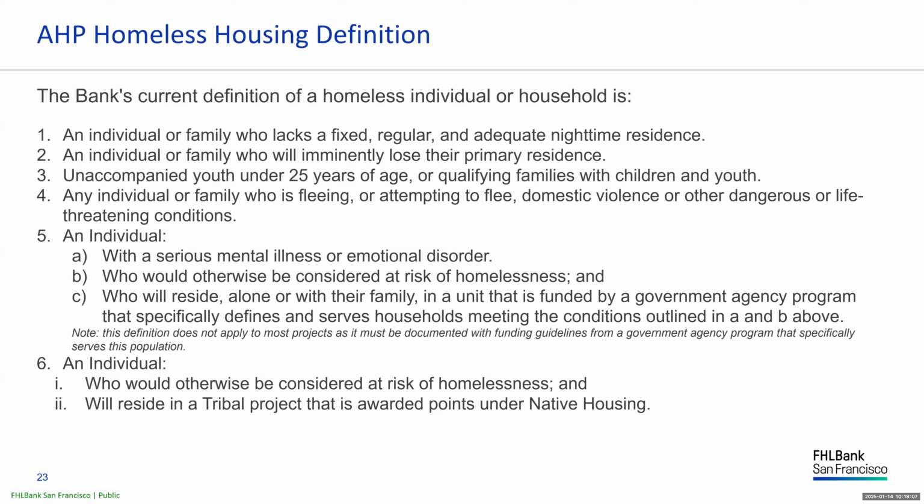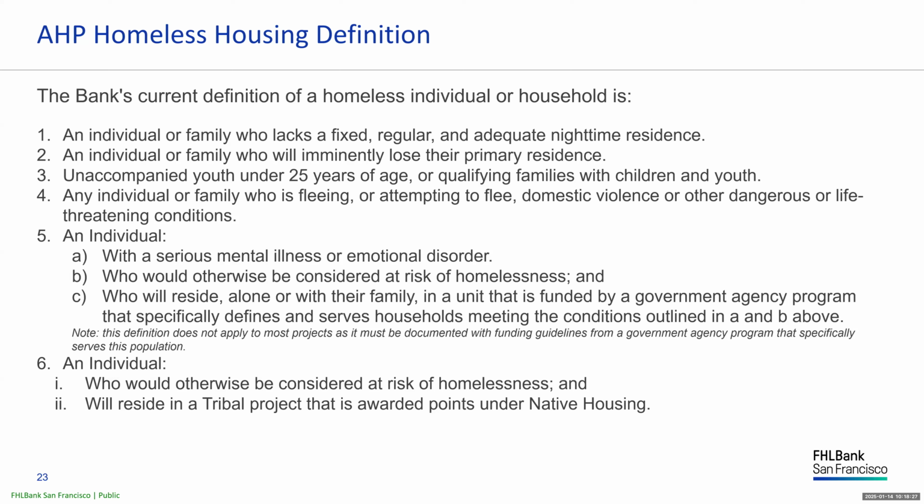Note that the 5th definition of homelessness does allow for at-risk households to meet the definition when their at-risk status is combined with a serious mental illness or emotional disorder. This definition does not apply to most projects as it must be documented with funding guidelines from a government agency that specifically serves this population.